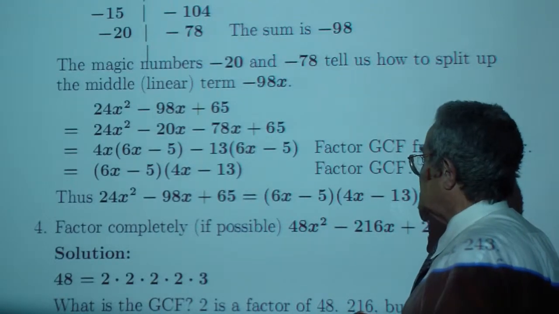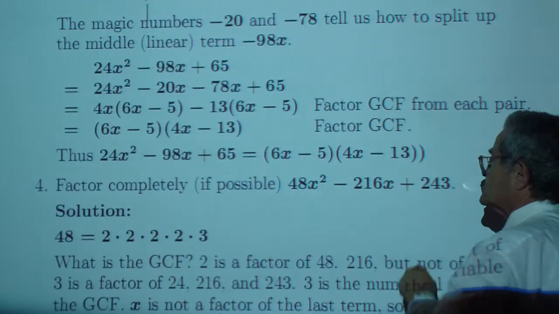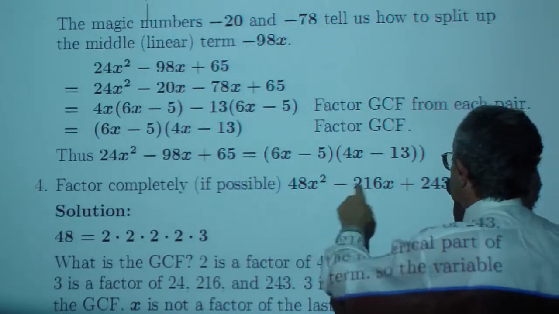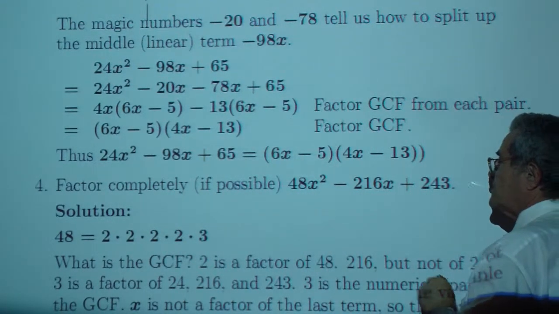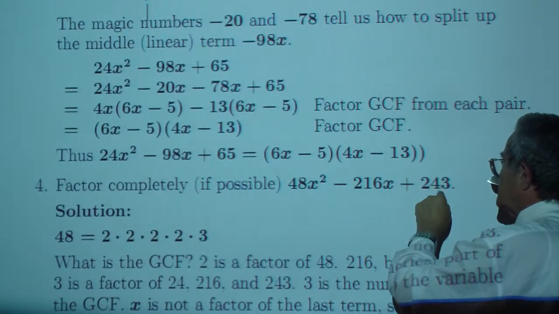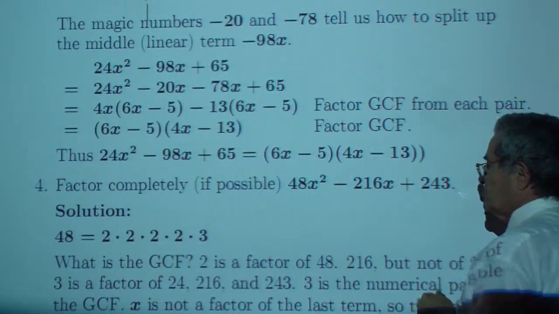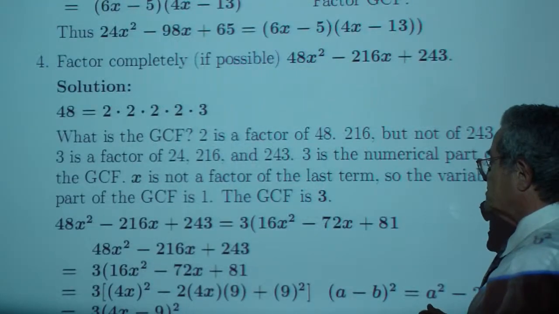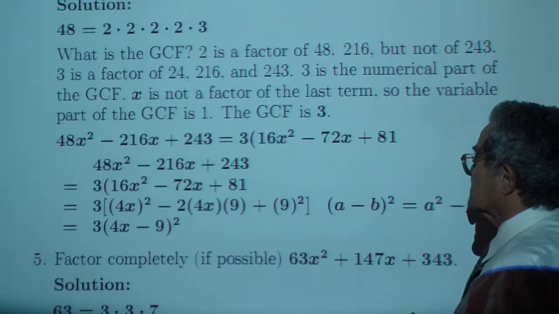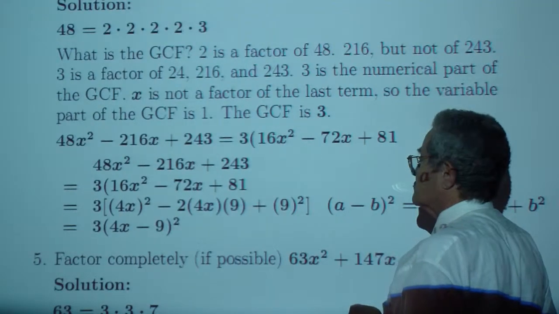Factor completely 48x squared minus 216x plus 243. 2 goes in here, 2 goes in here, 2 does not go in here. 3 goes in here, 3 goes in here, 3 goes in here. 9 does not go in here. It's too bad. So greatest common factor 3. And then there should be a parenthesis here.